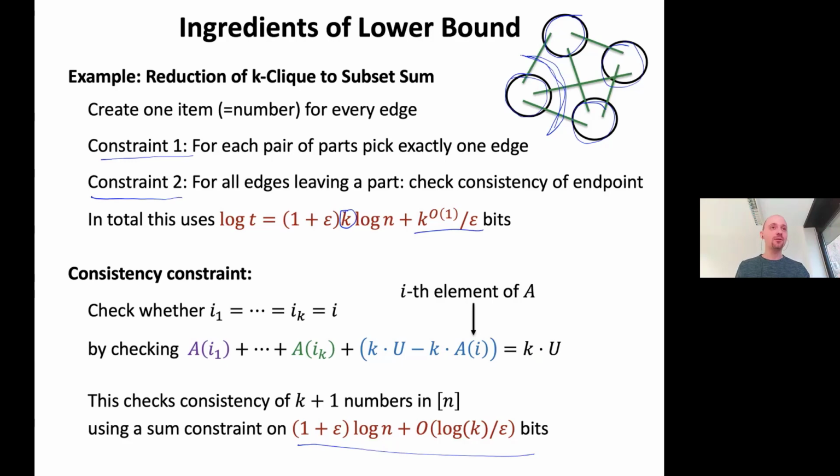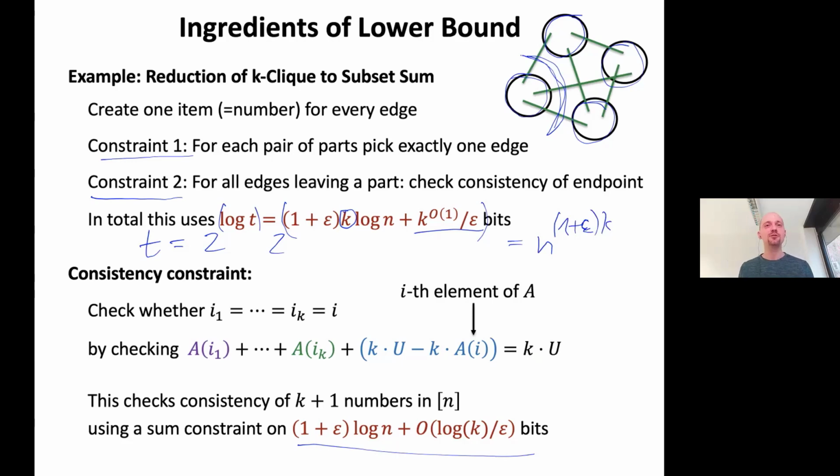All right, and now, if you want to have running time better than t, it means you get running time better than 2 to the log t. So you get running time better than 2 to the whatever this is, which is basically n to the 1 plus epsilon k, right? So if you get running time much better than t for subset sum, then you also get running time much better than n to the k for k-clique.